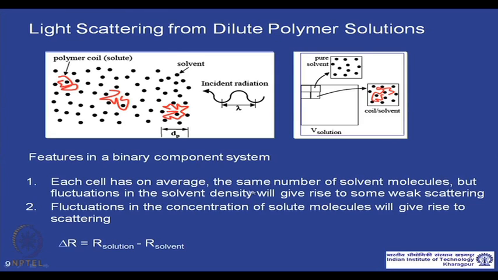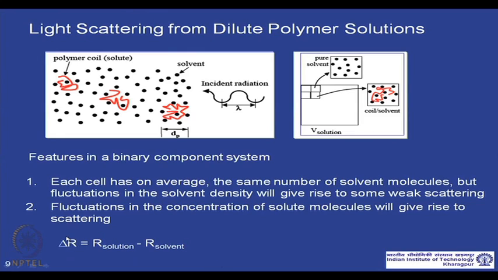Each cell has on average the same number of solvent molecules, but weak scattering happens because of the minute fluctuation in the solvent density. And because of the solute molecule itself, the concentration of solute molecules fluctuates, either because of the translational Brownian motion of the solute molecules, or, if it is a large polymer molecule, because of conformational changes. So, because of this effective concentration fluctuation, light scattering happens from the polymer or the solute molecules.